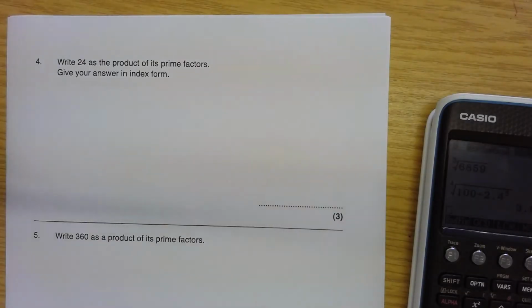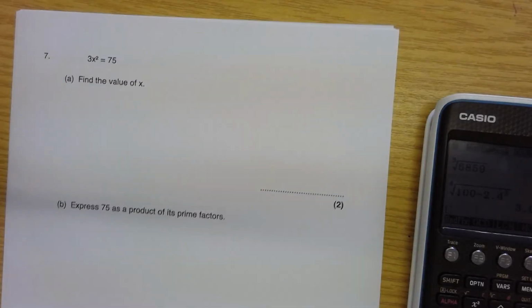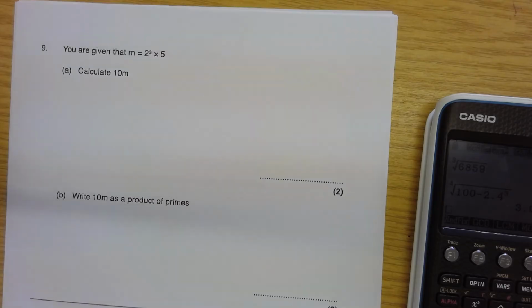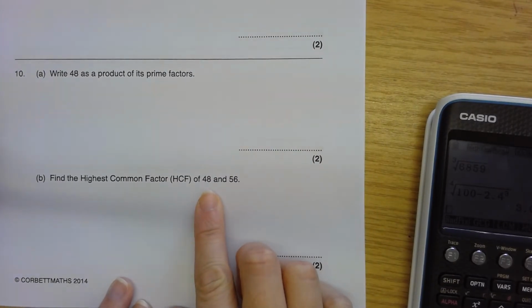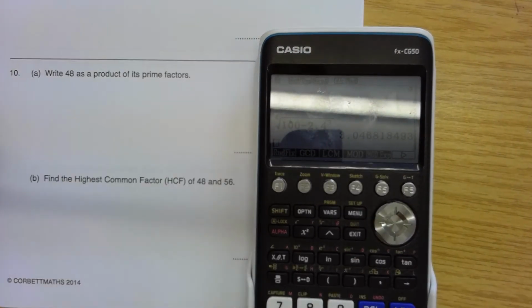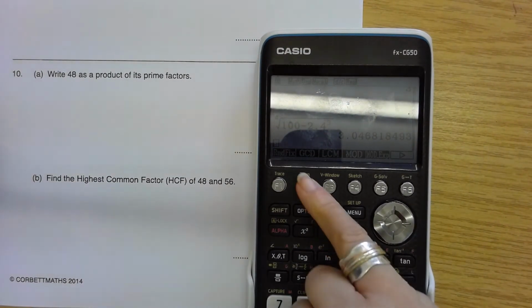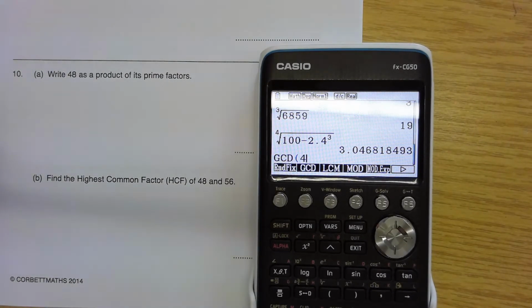Otherwise, I'll wait until I find the first opportunity that we have. Here we go. So question 10b, find the highest common factor of 48 and 56. If I was just doing it on the calculator, highest common factor is this GCD option, and it gives me an open bracket, and I do 48. I'm going to introduce you to the comma: 48, comma, 56, close my bracket.